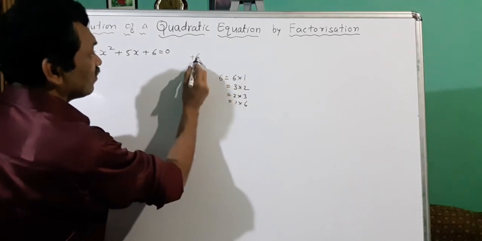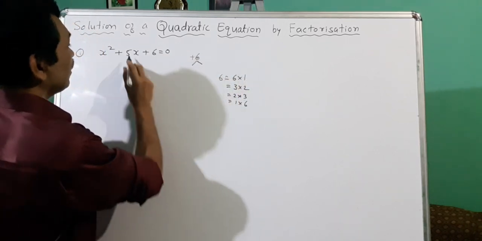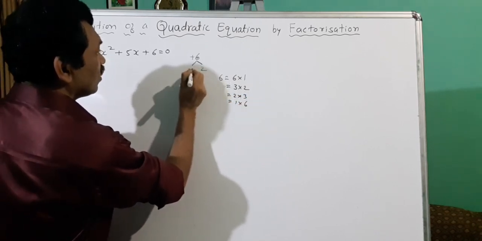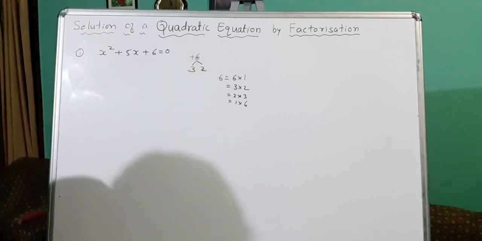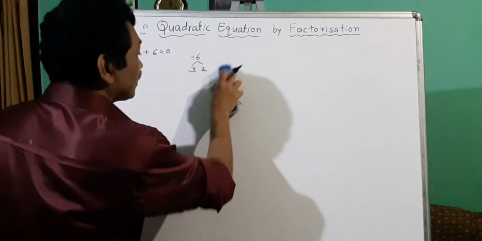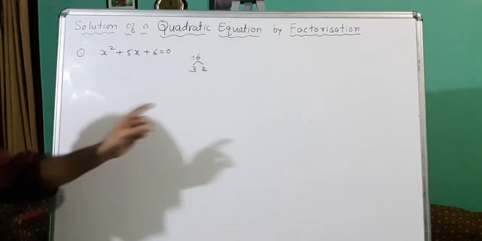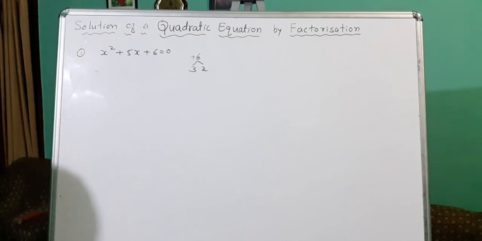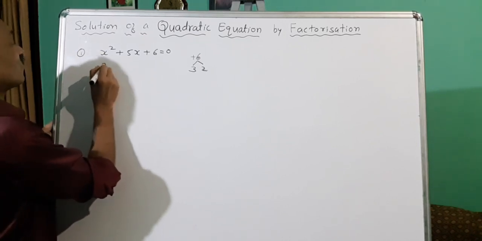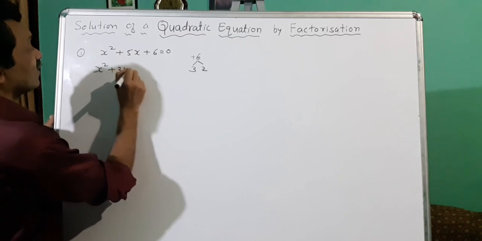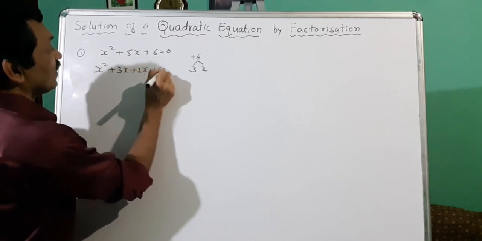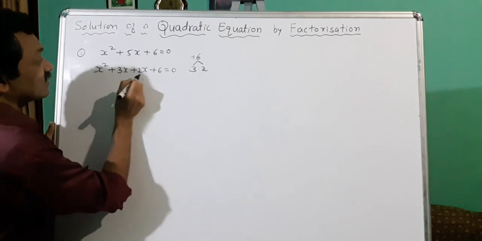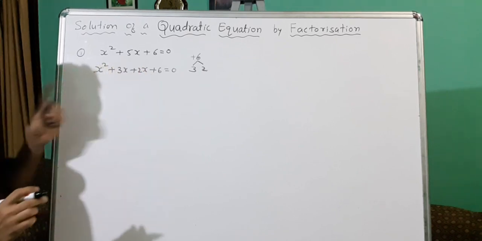So 6 into 1 is 6 and 6 plus 1 will be 7. 3 plus 2 or 2 plus 3, yes, so we will take 3 and 2. Out of these factors we are taking 3 and 2 because 3 and 2 give us 5. So we can write this as x square plus 3x plus 2x plus 6 is equal to 0. What I am doing is splitting 5x as 3x and 2x, since 3x plus 2x is 5x. So I am splitting the middle term.